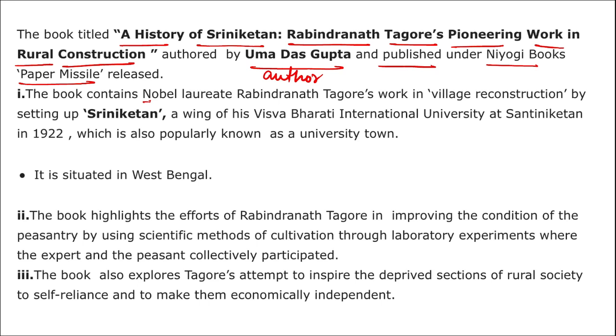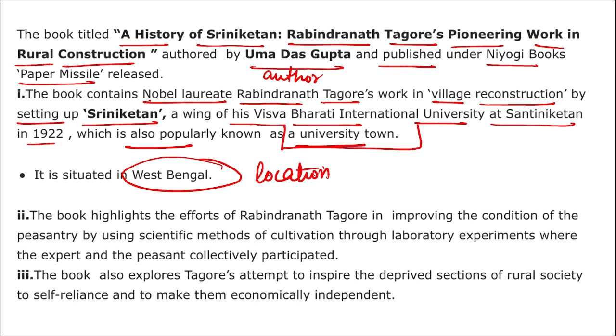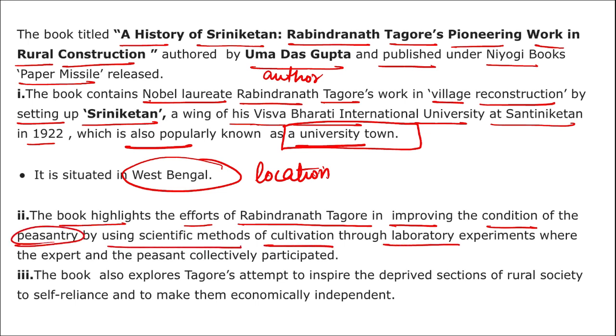The book covers Nobel laureate Rabindranath Tagore's work in village reconstruction by setting up Shriniketan, a wing of his Vishwa Bharati International University at Shantiniketan in 1922, which is popularly known as the university town. Where is this situated? This is situated in West Bengal. Location is important. It used to be known as the university town. Highly important. This book highlights the efforts of Rabindranath Tagore in improving the conditions of the peasantry by using scientific methods of cultivation through laboratory experiments where experts and peasants collectively participated.